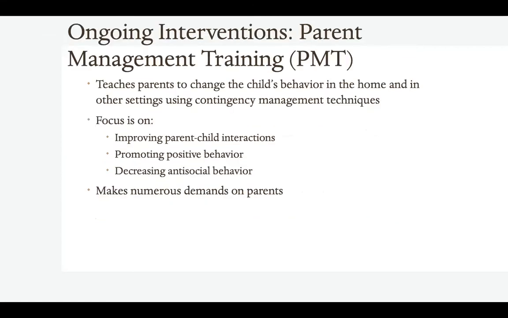And the last one that we'll look at is ongoing interventions for the parent. Like I said, with early intervention we had prevention. What can happen throughout with ongoing interventions? We can have parent management training, or PMT. So throughout the time that the child is growing up, developing, and perhaps learning different things from peers, this type of training is more for parents. It teaches them to change the child's behavior in the home and in other settings using contingency management techniques.